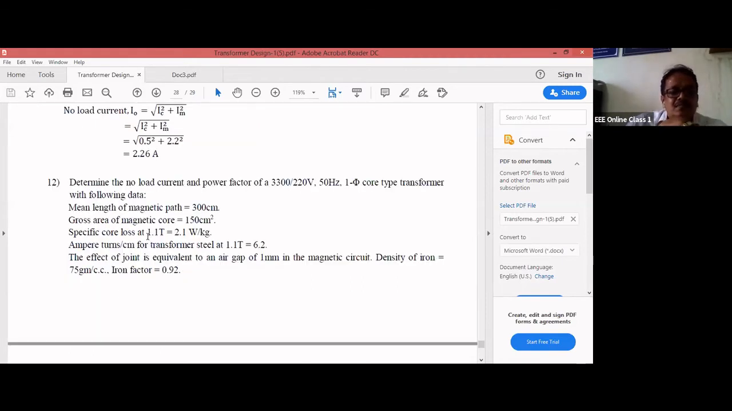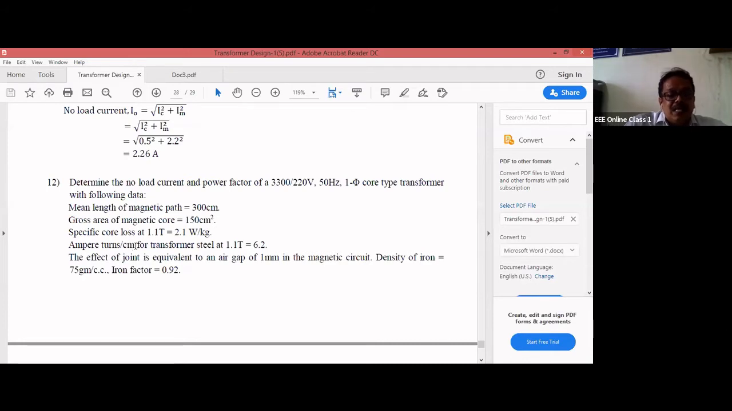Specific core loss at 1.1 T. What is 1.1? It is nothing but your BM, the maximum flux density. Specific core loss at 1.1 T is equal to 2.1 watts per kg. So this 1.1 T corresponds to your BM. BM is equal to 1.1 T.